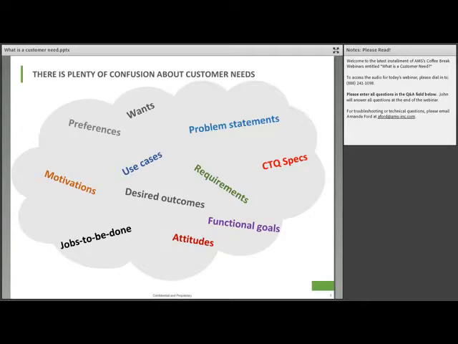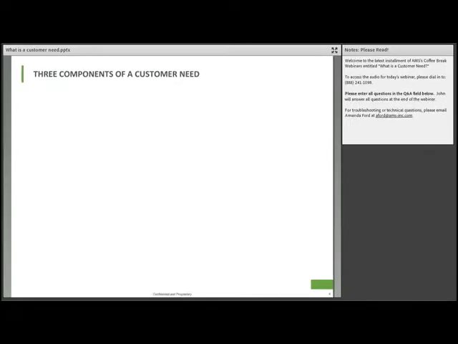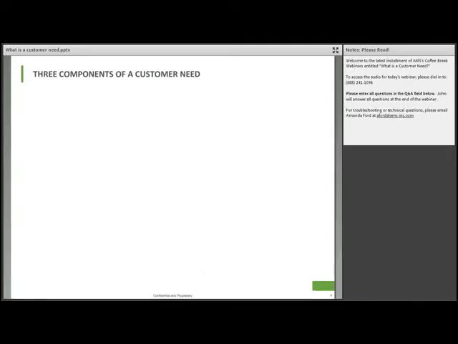If your reaction to this list is, well, those all sound pretty much the same, you're right, they do. All of those definitions are very similar. Is there really much difference between, say, a requirement and a preference, or between a functional goal and a desired outcome? Moreover, could you even say what each of those statements really means? I certainly couldn't, at least not in a way that is meaningfully different.